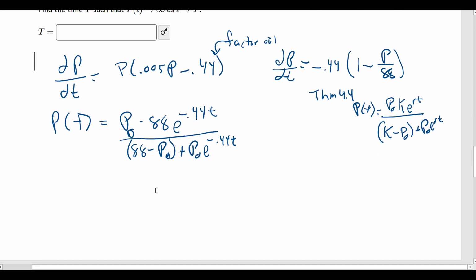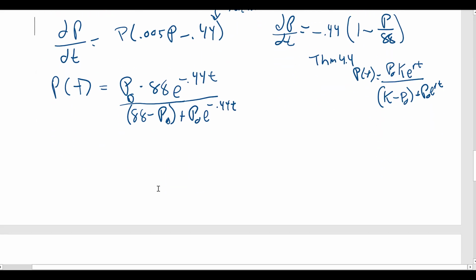Okay, so now that I have this, I need to do a little bit of manipulating, and let's work with this a bit. Now, the general solution to these is P = M, which is our carrying capacity, over 1 + A e^(-rt).